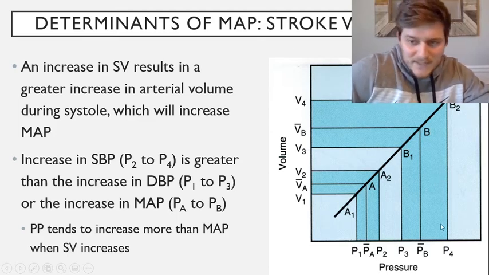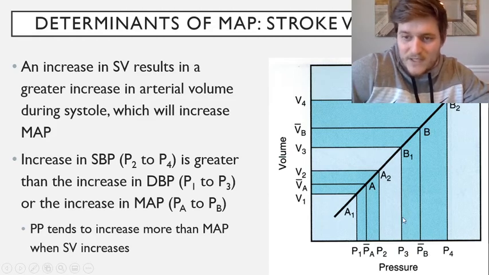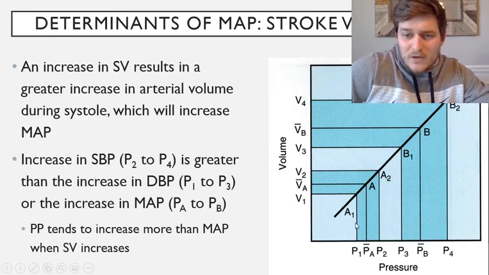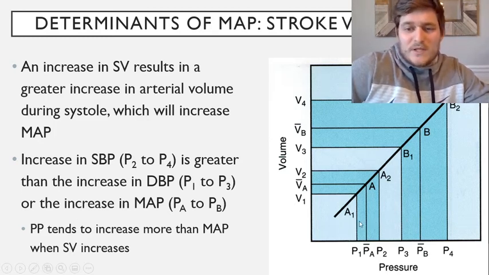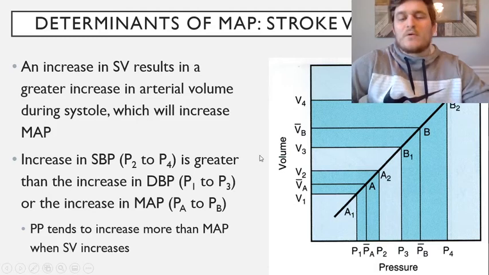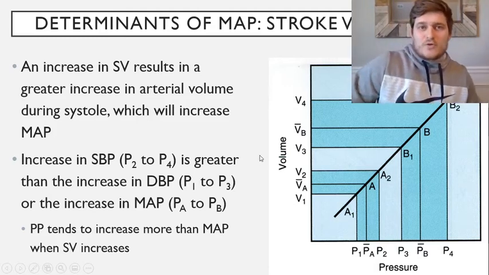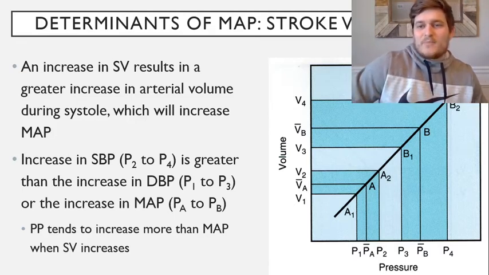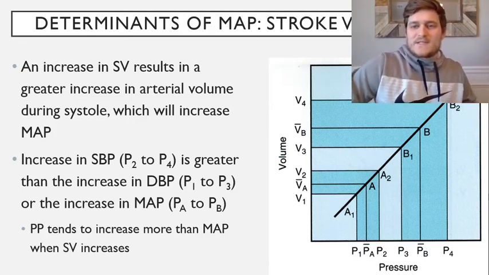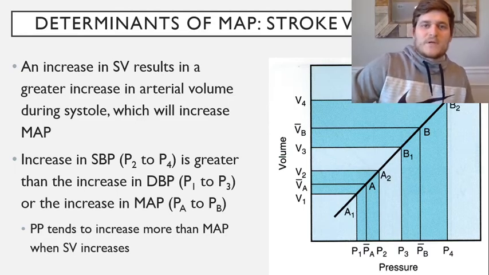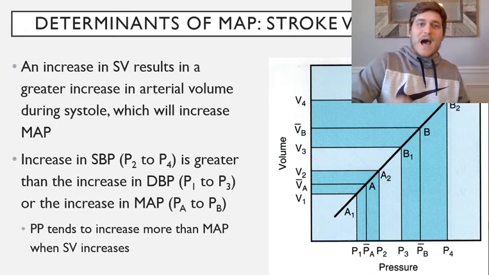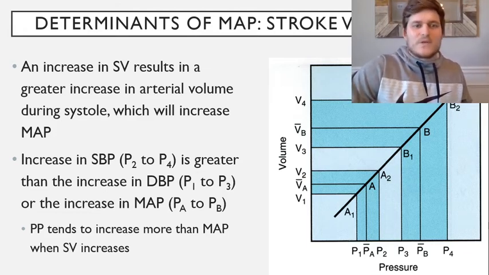And so you could see that by the differences between P4 and P3. This all right here, that's going to be your pulse pressure, is much larger than the pulse pressure here during your control. So ultimately, an increase in stroke volume is going to increase systolic blood pressure, but overall there will be an increase in mean arterial pressure because more blood is leaving the heart, and that will translate to a higher arterial blood volume, which increases mean arterial pressure.